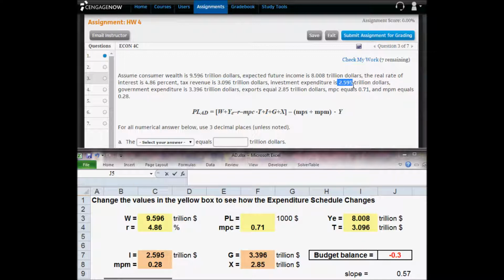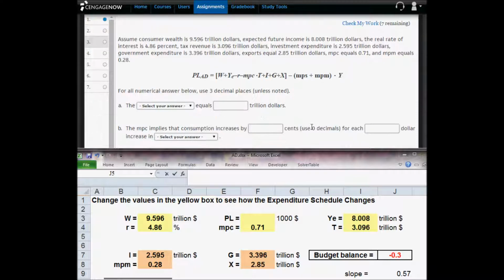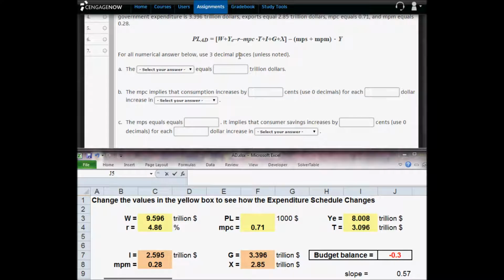Investment expenditure is 2.595. Government expenditure is $3.396 trillion. Exports total $2.85 trillion. The MPC is 0.71. And the MPM equals 0.28. We're going to use, again, 3 decimal places unless noted.